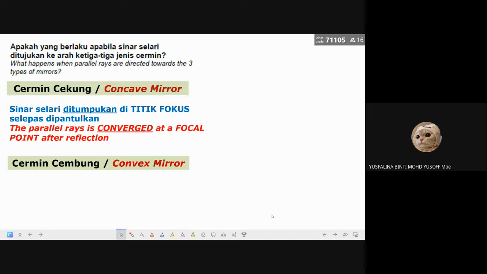Here it says for the concave mirror, the parallel rays are converged at the focal point after reflection. So remember for the lens, all the parallel rays are converged at the focal point. So it's opposite. For the concave mirror, all the parallel rays are converged at the focal point after reflection. For the convex lens, all the rays pass through and meet at one point, right? For the concave mirror, we point all the light rays to one point that we call the focal point.